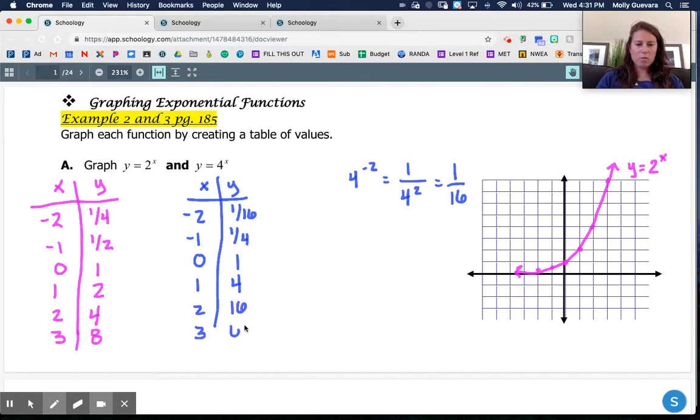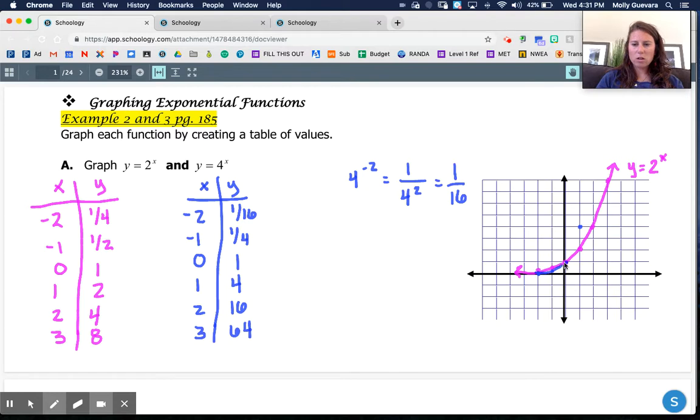3, 64. I know that those points aren't going to fit, but it's fine. Okay, so now I have negative 2, 1/16, which is like real tiny, right? Negative 1, 1/4, 0, 1, 1, 1, 2, 3, 4. And then my next point is like way up here at 16.